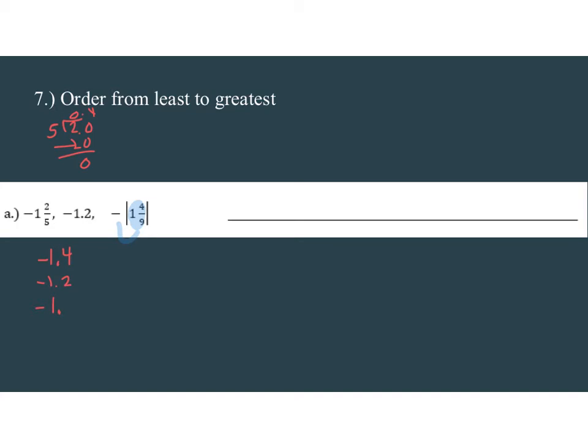So we need to divide 9 into 4 to figure out what that is. So 9 cannot go into 4, but it can go into 40 4 times. 4 times 9 is 36. When we subtract, we get 4. Add a 0, drop a 0. Oh, we have 40 again. So we're going to notice here that it's going to repeat as well. We're going to keep getting a 4. So we can go ahead and stop there. And this next one is going to be negative 1 4/10 with the 4 repeating.